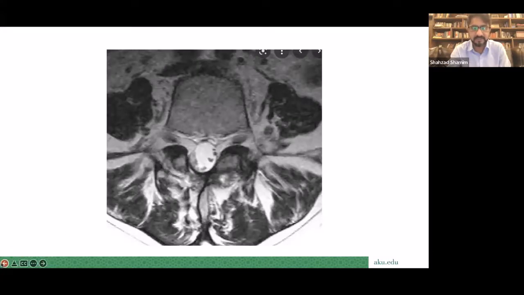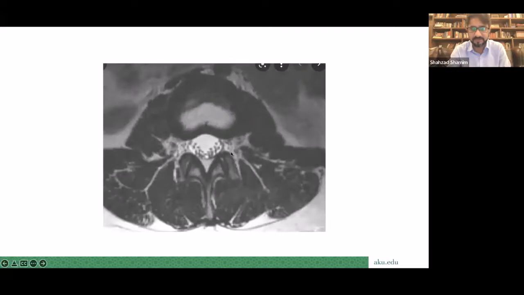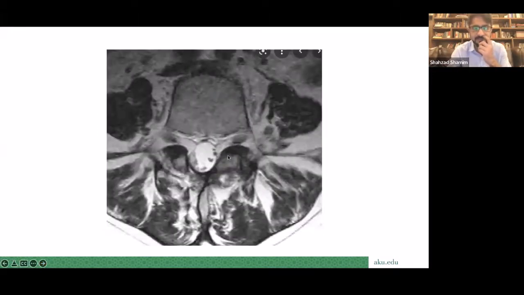So look at both these views. How do the facet joints look here, how good they are, how clear their margins are, their size is okay. The lamina is symmetrical, the spinous process is in the midline. On the other hand, if you come here, the facet joints are all destroyed. And this is classical facet arthropathy, the synovial lining is visible and good, the joints are asymmetrical, the joint size is larger, and because of the larger size, the canal.